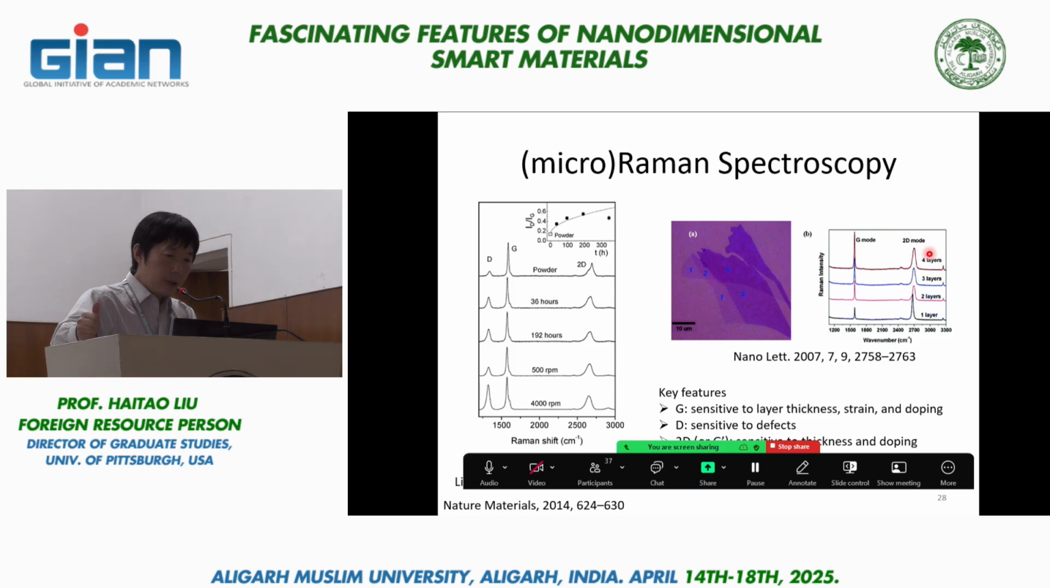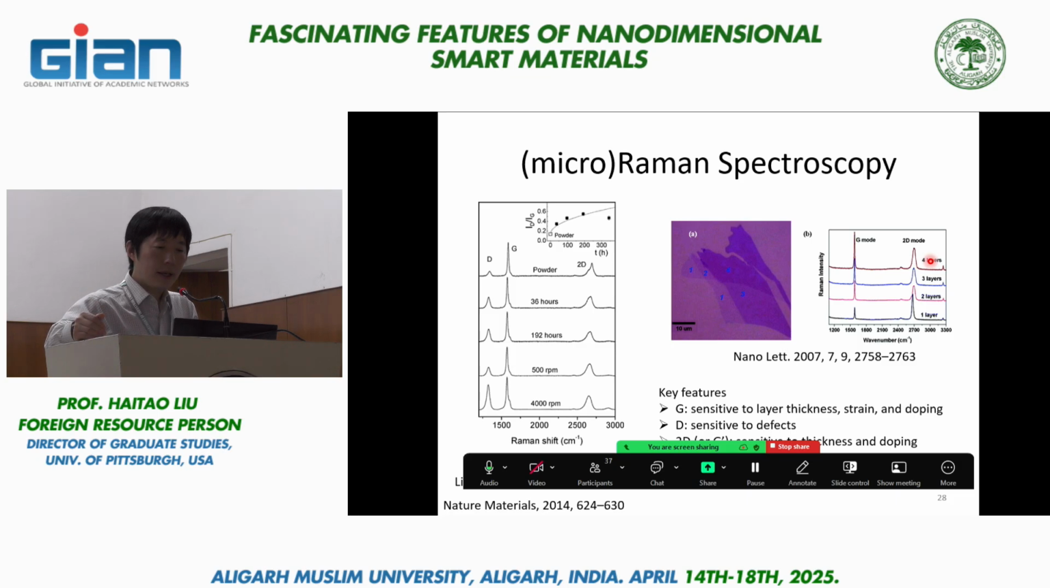There is also a very strong signal around 2700 wave numbers. This peak is oftentimes called the 2D peak. Some other people call it the G prime peak. People use different names. Some have very strong feelings about what the name should be. But 2D and G prime are probably the most often used names in the literature. One way to think about this peak is that it can be viewed as an overtone of the so-called D peak, which I'll mention in a sec.